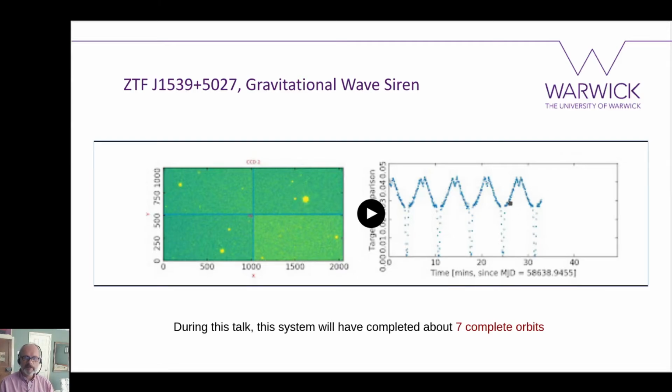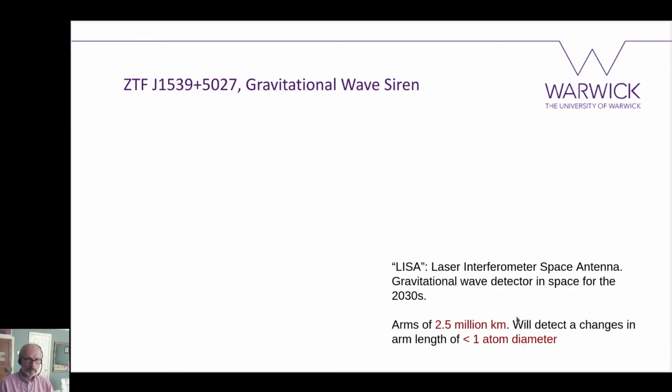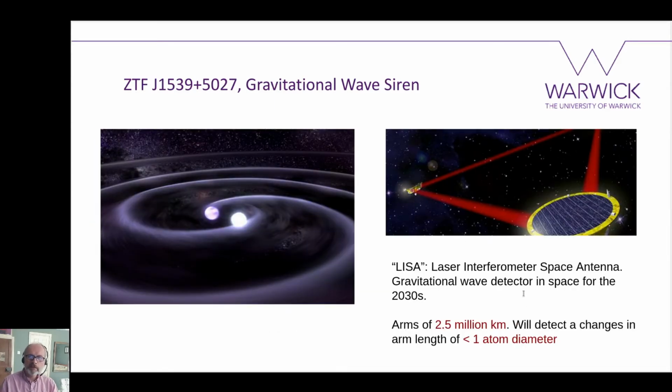So it's interesting. This system is really very fast. You can see I've just got half an hour of data here, and it's already got 1, 2, 3, 4, 5 eclipses, and its orbital period is 7 minutes. So during this talk it will have completed 7 orbits, and this is an interesting star because it's quite extreme. And the reason why it's interesting is that not only can we see it directly, but we are almost certainly going to be able to see this through gravitational waves.